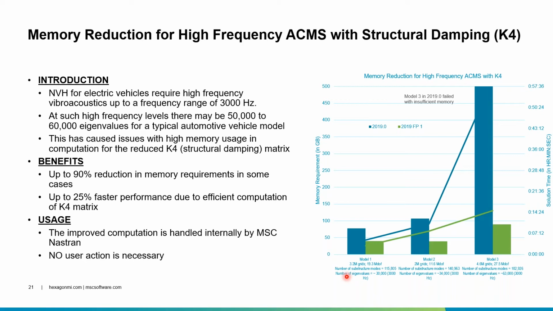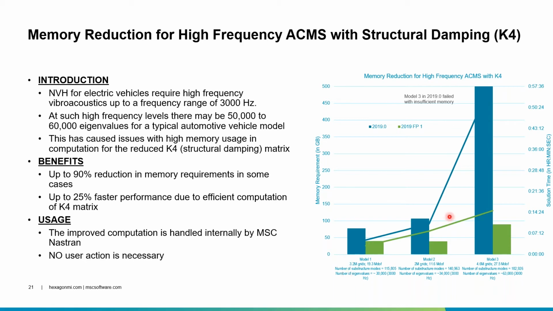And that's why we have added this capability of memory reduction. The benefit of this is it reduces about 90% of memory requirements in some cases, and it makes the performance 25% faster due to the efficient computation of K4 matrices. As for usage, there is no user action necessary. It is automatically done within MSC Nastran, and it's just improved computation, which is handled internally.